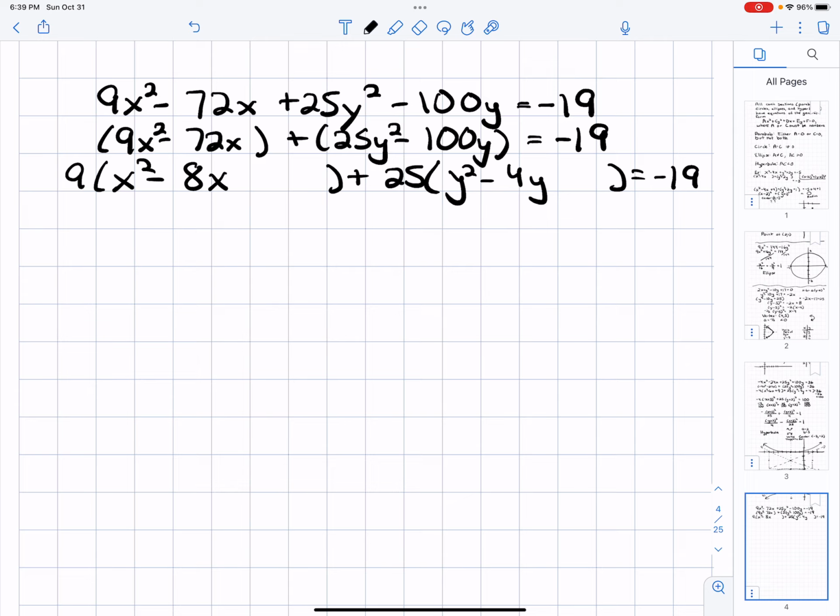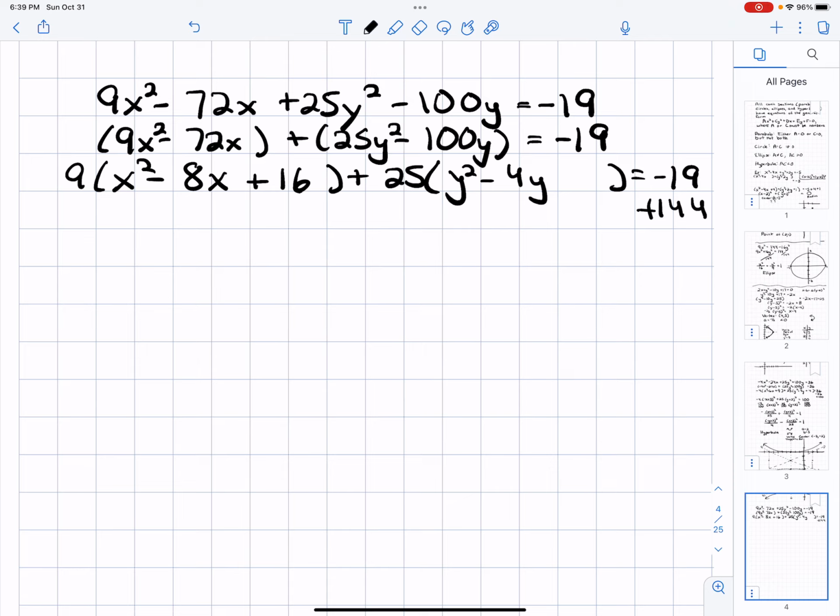All right, in the x's, half of 8 is 4. 4 squared is 16. So let's add 16 in the parentheses. But we're not really adding 16. We're adding 16 times 9, which is 144. So let's add 144 over here on the right to keep it balanced.